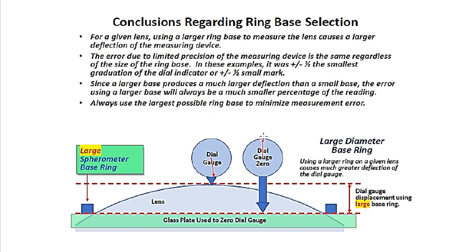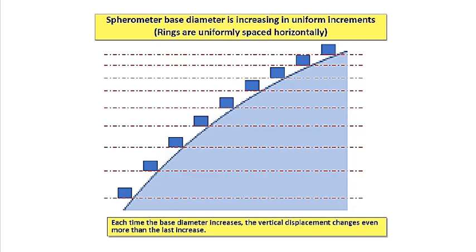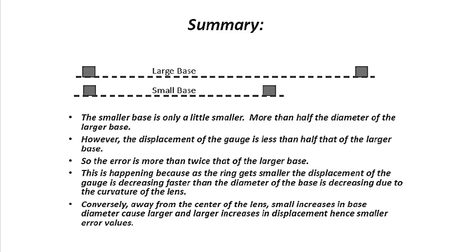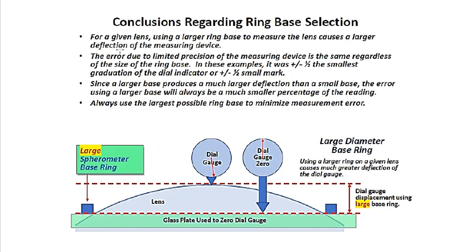Okay, so this is just repeating what we have just summarized, right here. But we can go over it again. So if you have a lens that you want to measure the radius of curvature of, then it's better to use a larger ring base. Why? Because it's going to give you the smallest error. Because when we measure, you have a larger deflection, because the displacement for the larger base is larger.